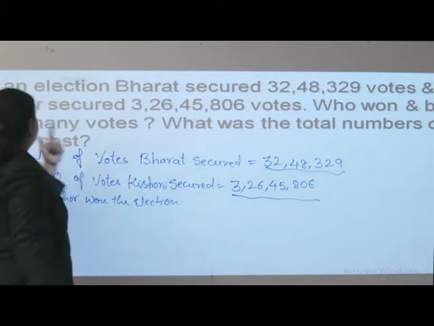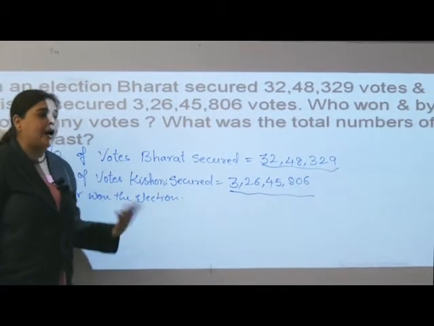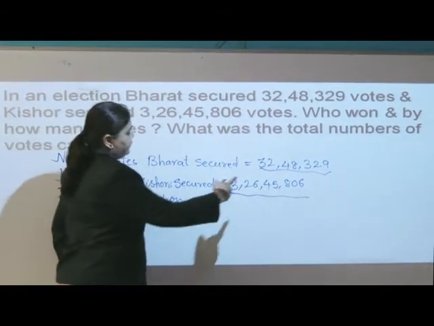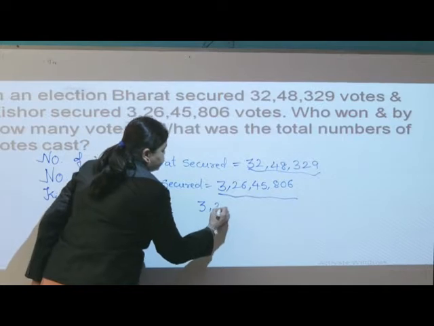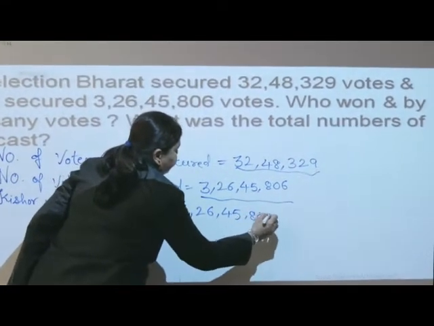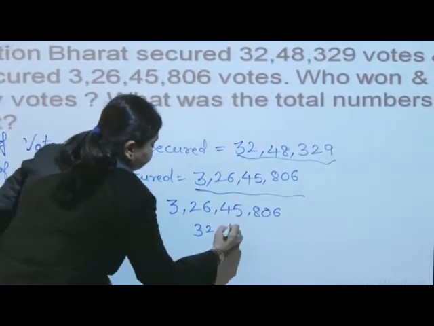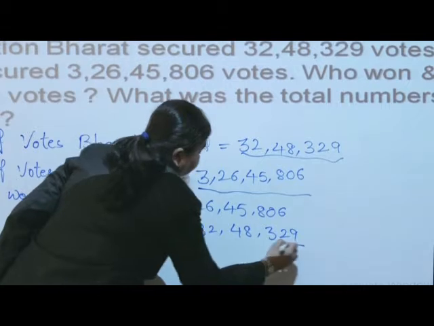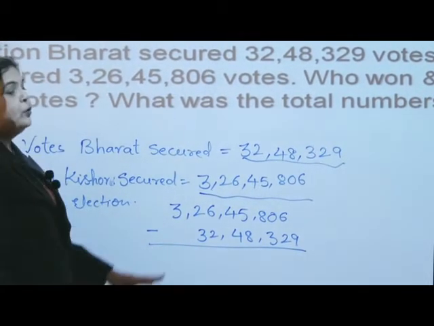Now my second question is, by how many votes? Means I have to go for the difference. So we will write the difference of this. First I will write Kishore's votes minus that of Bharat. The difference means I have to go for subtraction. So we will do the subtraction.